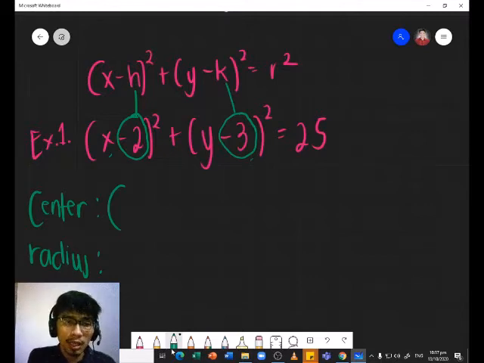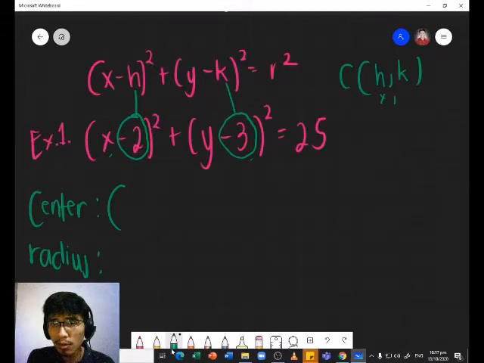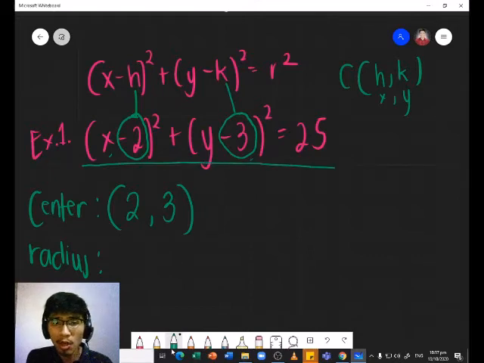So what is my h here? Take note that the center is in the combination h and k. So h here is your x and k here is your y. How are we going to identify that? You simply get the opposite of the sign. What is my sign for h here? That is -2. So get the opposite of -2, that is +2. And for my y, that is -3 here, get the opposite of that -3, that is +3. So in this example, what is my center? That is 2 and 3.